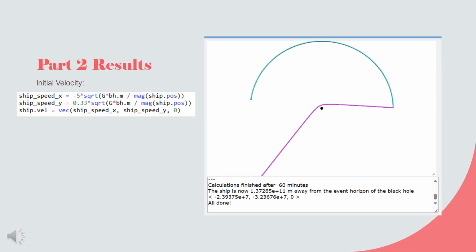This is the initial velocity for the spaceship to get close enough to the black hole without crashing and still be able to leave the system. The x component was -5 and the y component was 0.33.